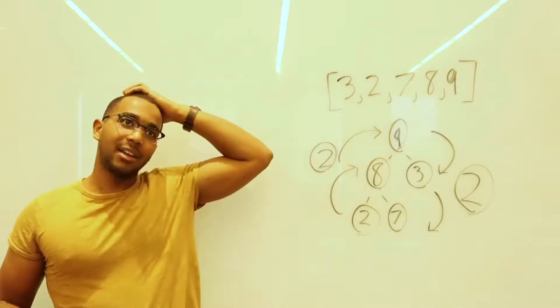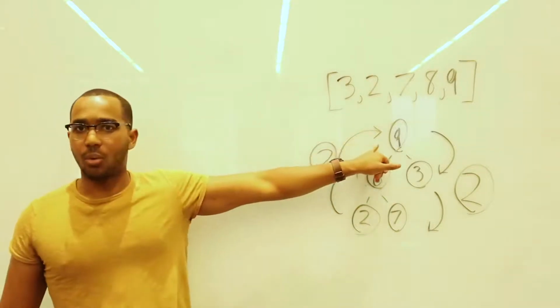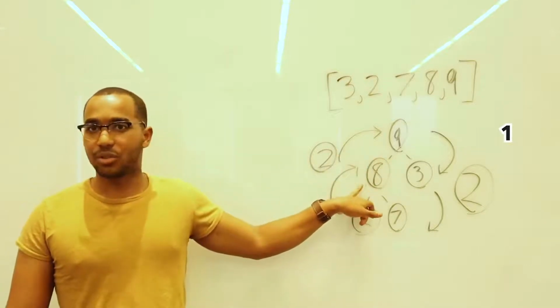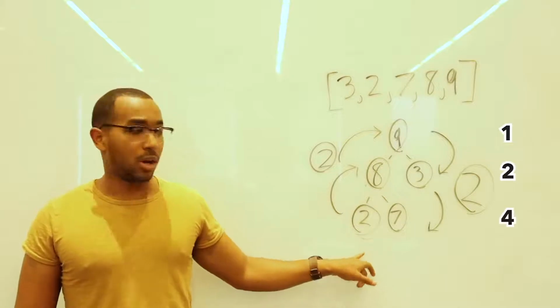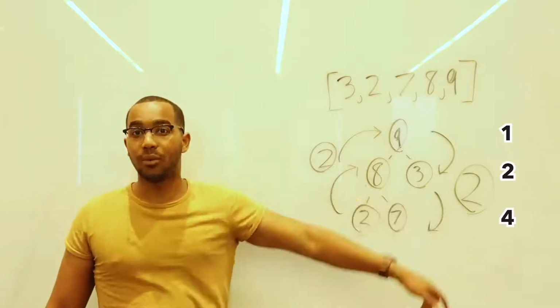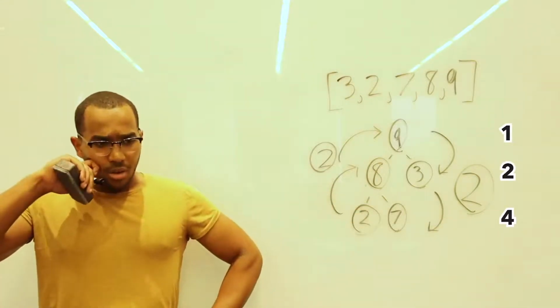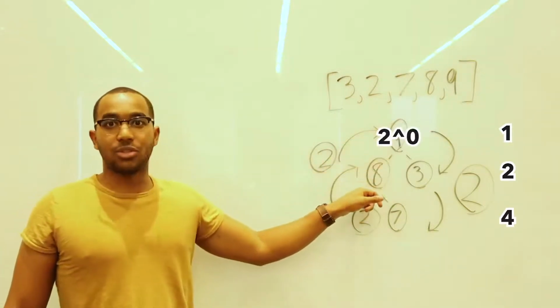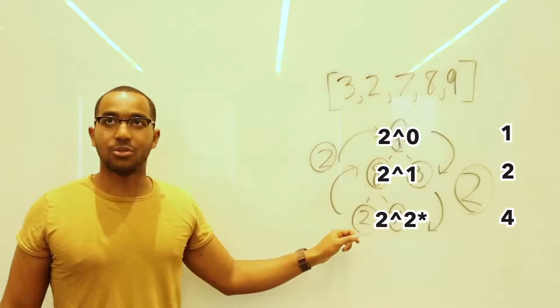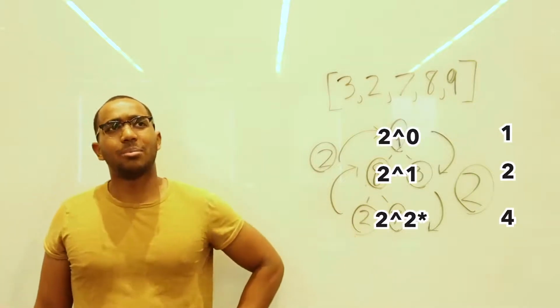If we think about it, how many nodes are in this level? 1. How many nodes are in that level? 2. How many nodes can possibly be in this level? 4. 1, 2. 2 missing nodes. 3, 4. So what we know is this level is 2 to the 0. This level is 2 to the 1. This level is 2 to the 4. So this is a complete binary tree.